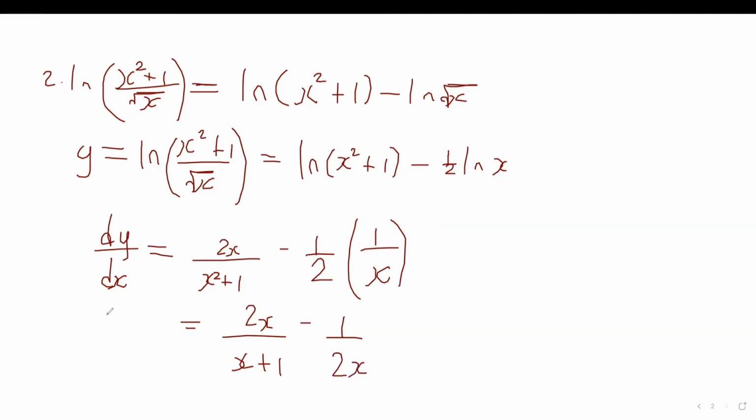Easy. Oh, sir, I have a question. When you change over the root to the half, it's supposed to be negative a half ln x to the half, right? Why would you get negative a half? No, not negative a half. I mean at the bottom. It would say minus ln x to the half power.